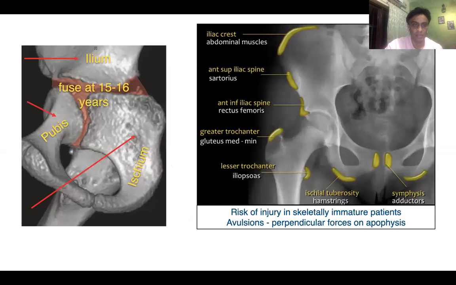The main epiphysis in the pelvis is the triradiate cartilage, which fuses with the bony acetabulum at 15 to 16 years. However, there are a lot of other contributions which are mainly epiphyseal, and they serve as important attachments for pelvifemoral musculature. They are clinically relevant because there is a risk of injury to them in skeletally immature patients. Avulsion injuries are common because there is a tremendous amount of muscular forces acting perpendicularly across this epiphysis.